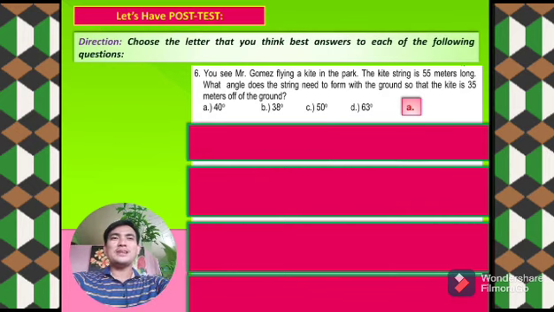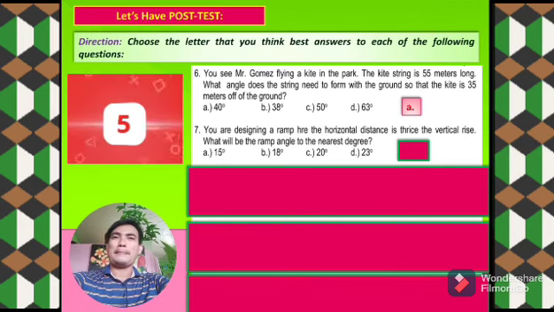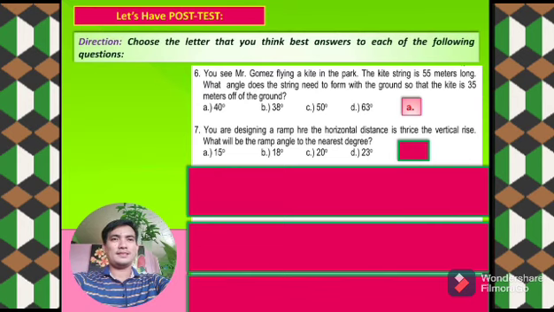Number 7. You are designing a ramp. Here the horizontal distance is thrice the vertical rise. What will be the ramp angle to the nearest degree? Ready? Go! And the correct answer is letter B, 18 degrees. Congratulations. Number 8.